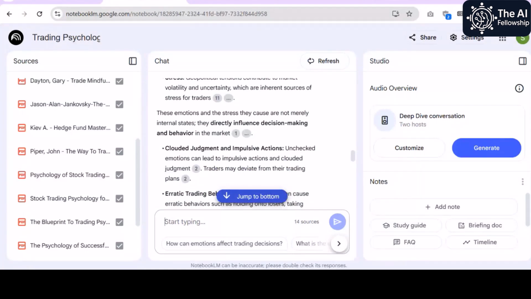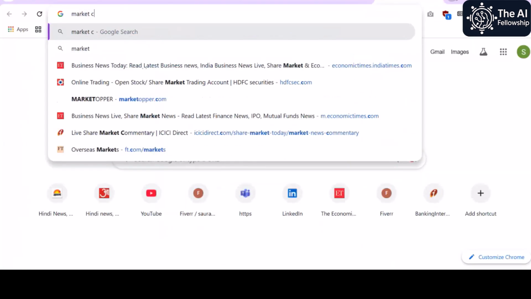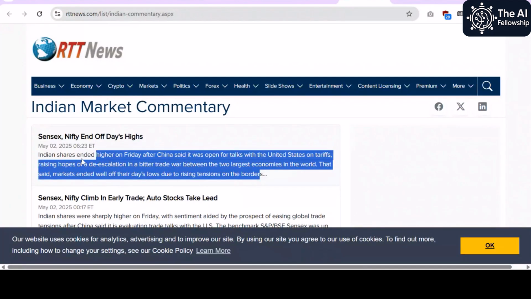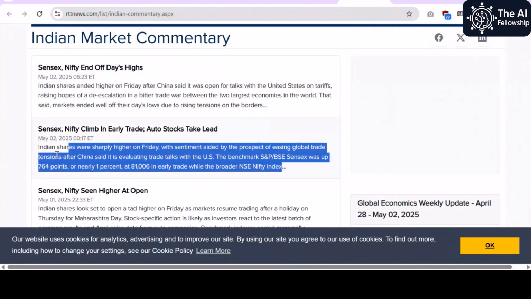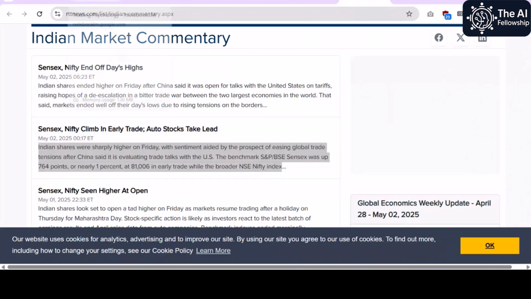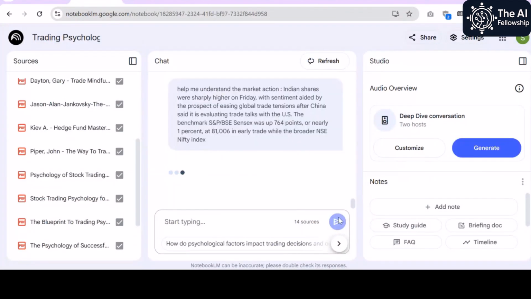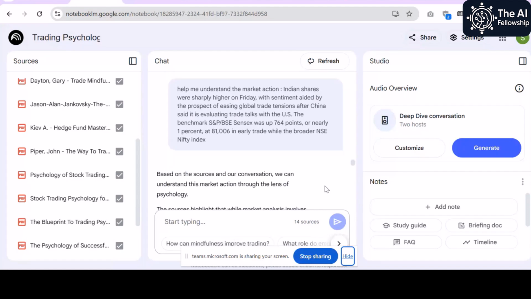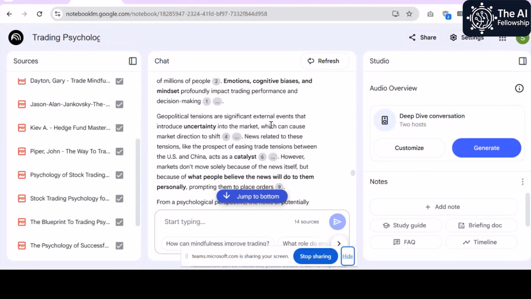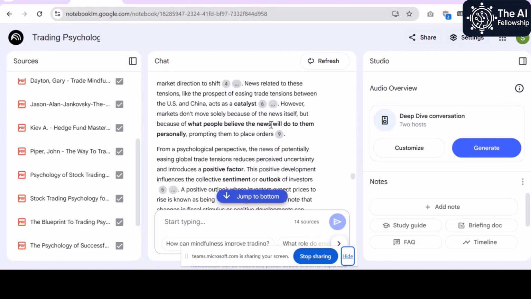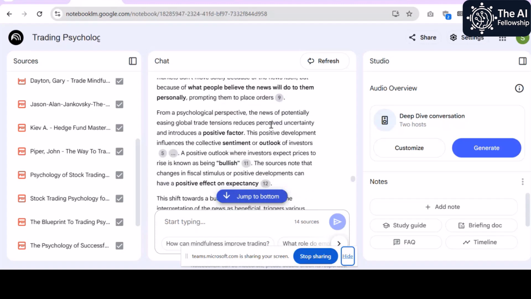Okay, I'll show you one more good example. Give me market commentary. Whatever action is happening in the market, I can ask it to help me understand that action in terms of psychology. So it is talking about all the factors in terms of psychology, right?